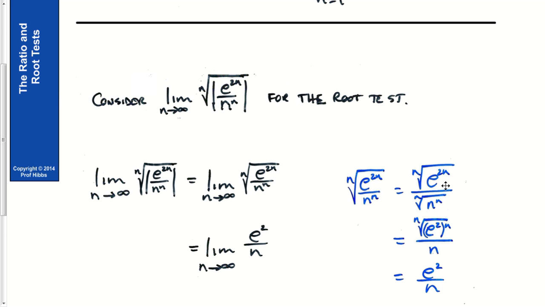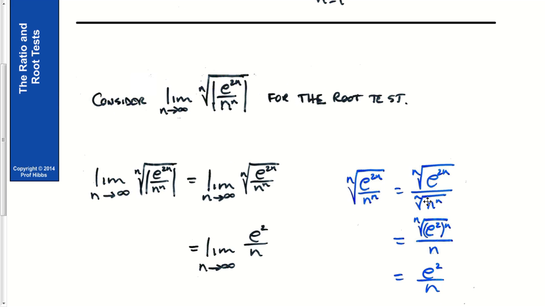Now, in this numerator, it happens to be real convenient to think of e to the power 2n as e squared being raised to the n power. And clearly, the nth root of something to the nth power is just that something, e squared. And below, I'd already done this, the nth root of n to the power n is just n. It's just this base n.